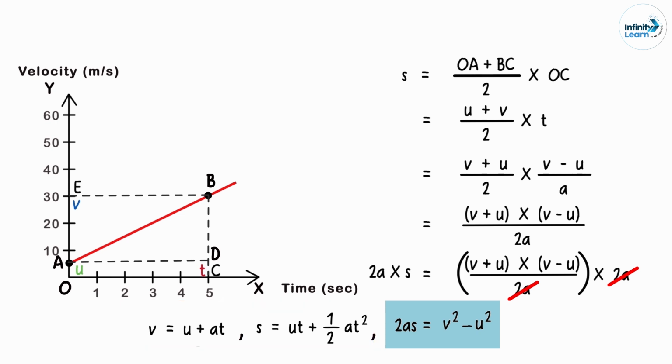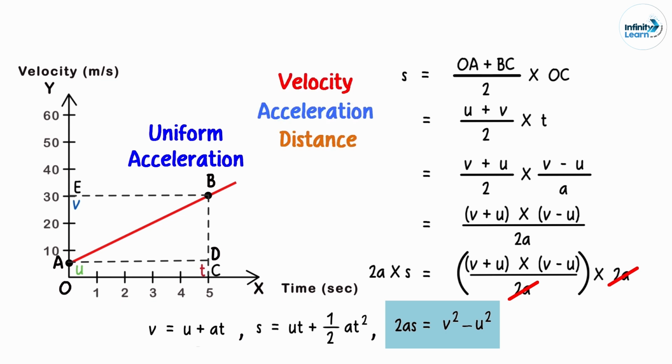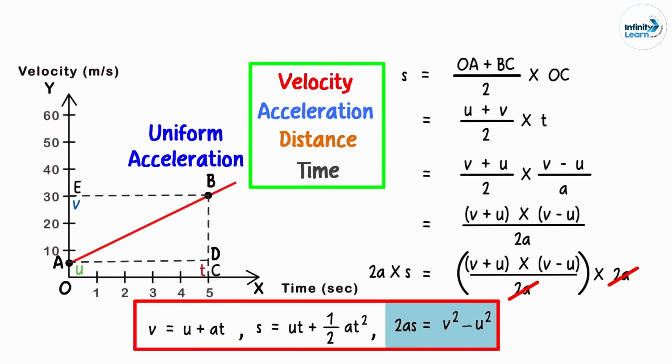There you go. Now we know that when an object moves along a straight line with uniform acceleration, its velocity, acceleration, distance covered, and time taken are all related. These equations, which we have derived graphically, are commonly known as equations of motion.